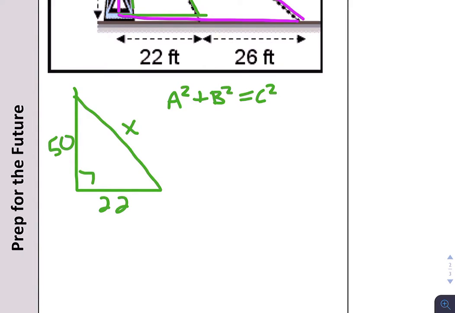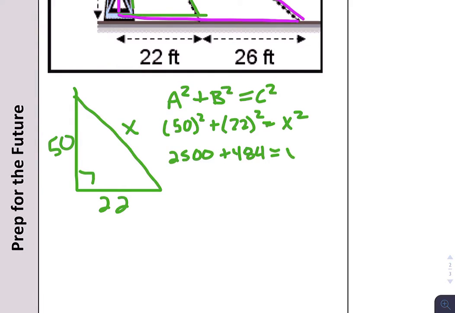Okay. So now doing some substitution for the problem. Again, the values to choose for a and b don't matter as long as they're not the hypotenuse. So I'll choose 50 to be a, we have 22 to be b, and the c squared is just what we're trying to find, so I'll replace it with that x squared. So squaring of values, it will give us 2,500 for the first. Let's see, 22 squared gives us 484, and that's equal to x squared.